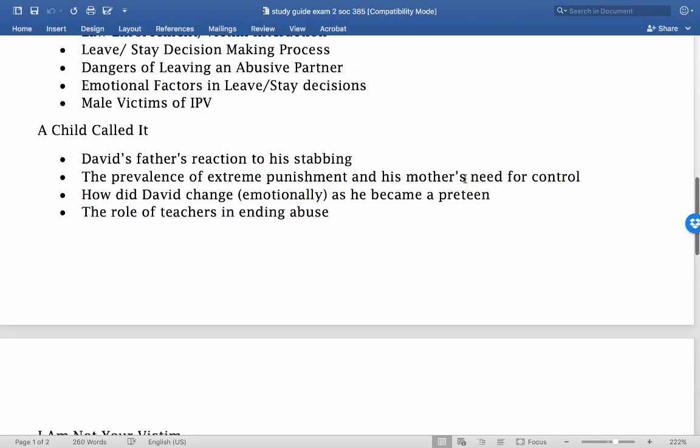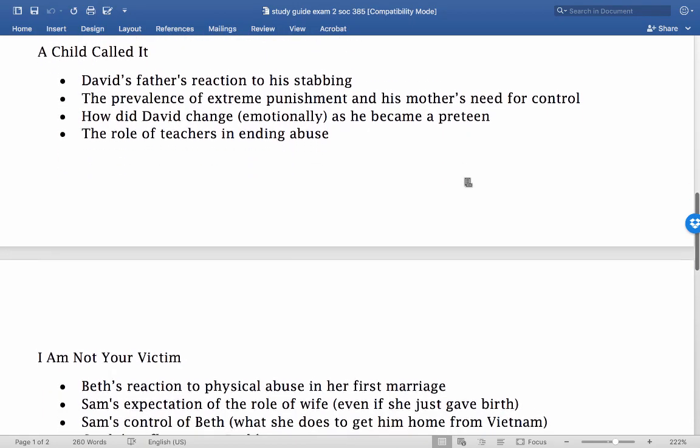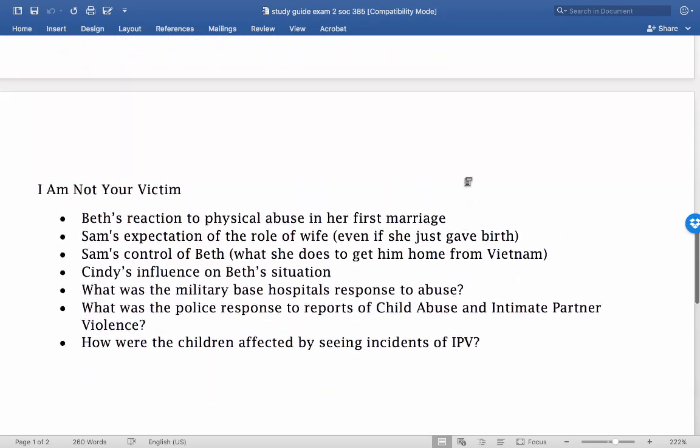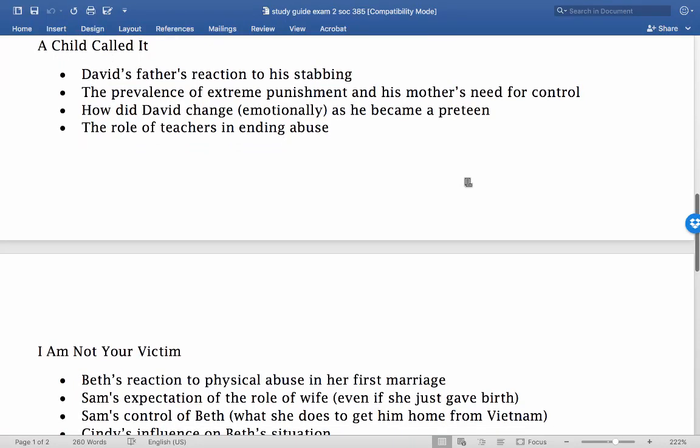Alrighty, so as far as the test, you're going to have to go over both of these books. First, for The Child Called It, all I'm really looking for here is how did his dad react to the stabbing? With indifference, right? He assumed when his father saw what happened that he would immediately respond, that he would call the police and this whole situation would end. And that's not what happened, right?